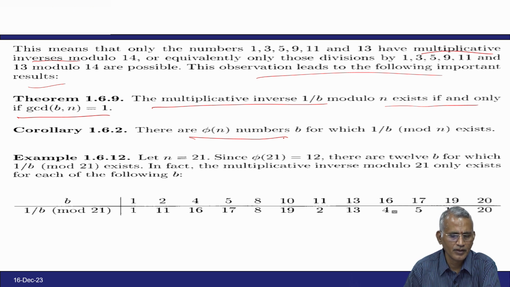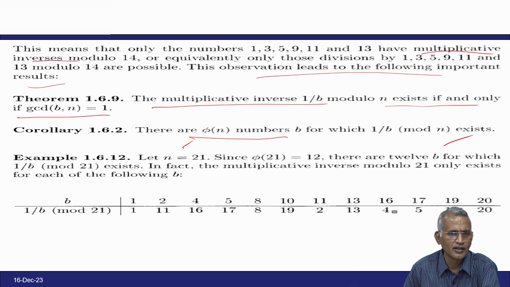For example, you take n equal to 21, since the Totient function phi of 21 equals 12, because of the number of integers coprime to 21, and then phi of 21 we get. There are 12 values of b for which 1/b under modulo 21 exists. So, this way we can incorporate the multiplicative inverse in terms of the Totient function.